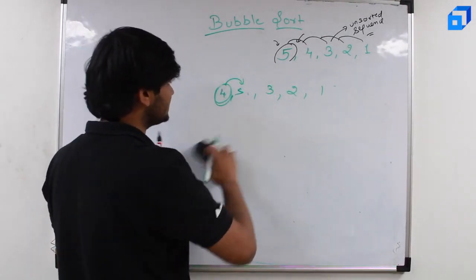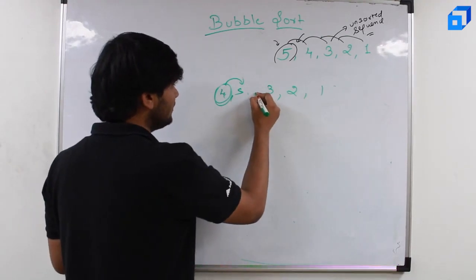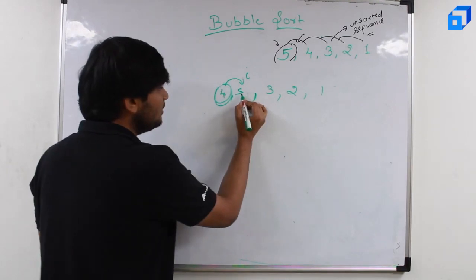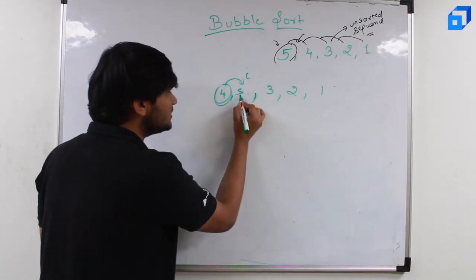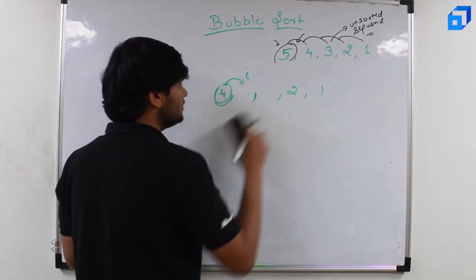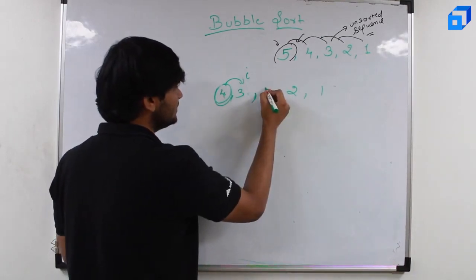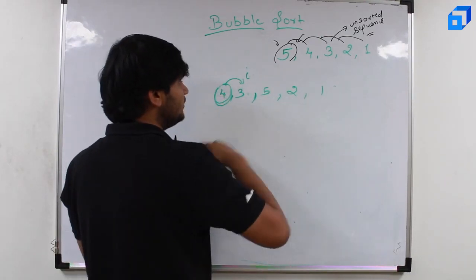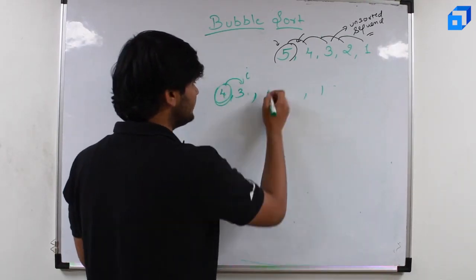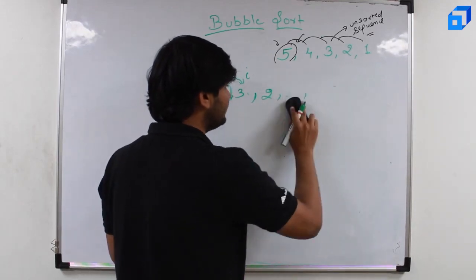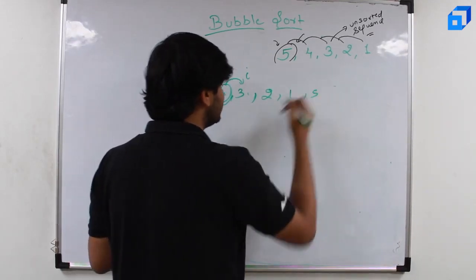Let's keep things simple by using just i as our variable. Now i is pointing to 5, and it is compared with the i plus 1th index. Here you can see that 5 is greater than 3, so again we swap, and now this is 3 and this is 5. Now 5 will be compared with 2, and again it will be swapped, so 2 will come here and 5 will come here. After that 5 will be swapped with 1, so the sequence will be like this, right?